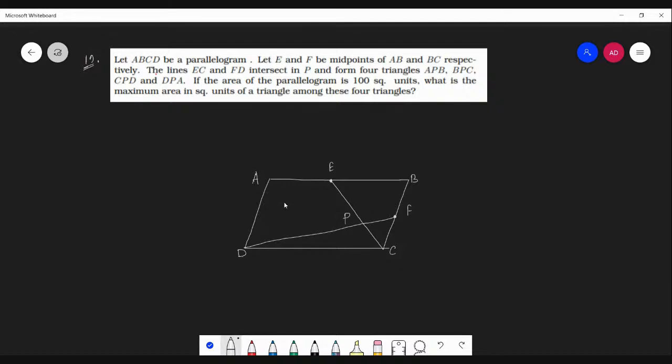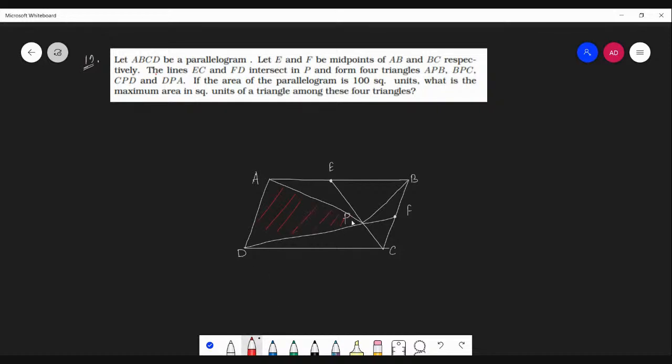One triangle is APE. One triangle is APB, something like this. Another triangle is BPC. Another triangle is CPD. Another triangle is DPA. So we are interested in this fourth triangle.